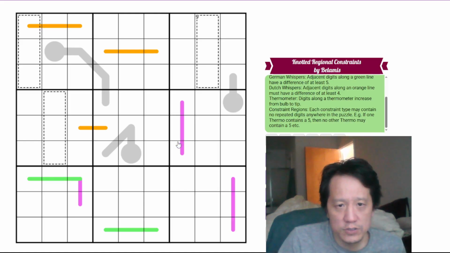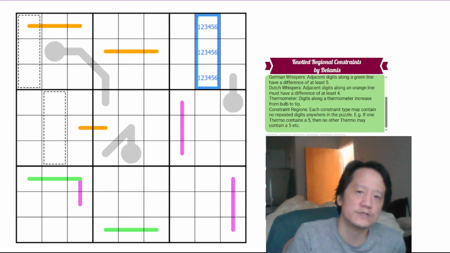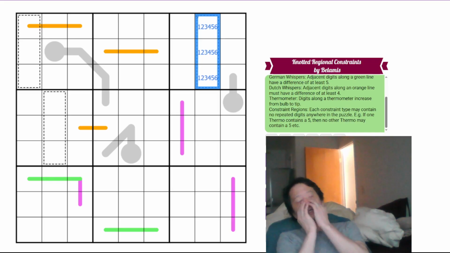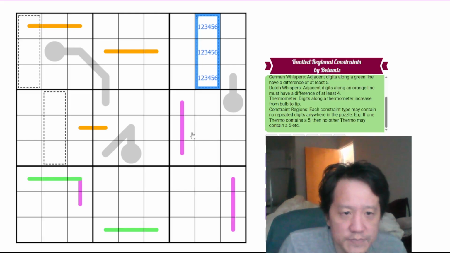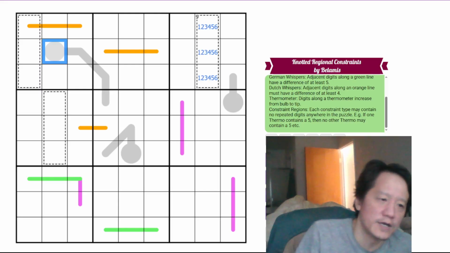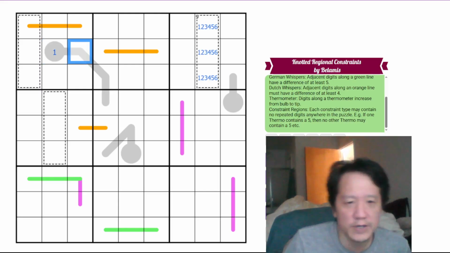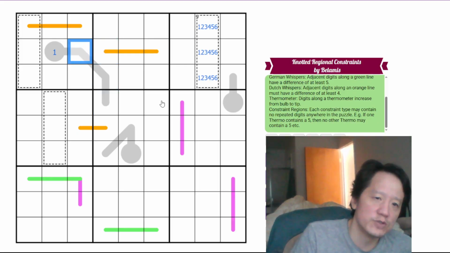So, what do we want to tackle? These digits are from 1 through 6. That doesn't tell us very much, though. This digit must be at least 1. I like going along thermometers and seeing what the minimum could be for the thermometer, and then going back from the tip to the bulb, looking at what the maximum can be. That way you can restrain the digits within those cages a decent amount. It's not always going to be that great.